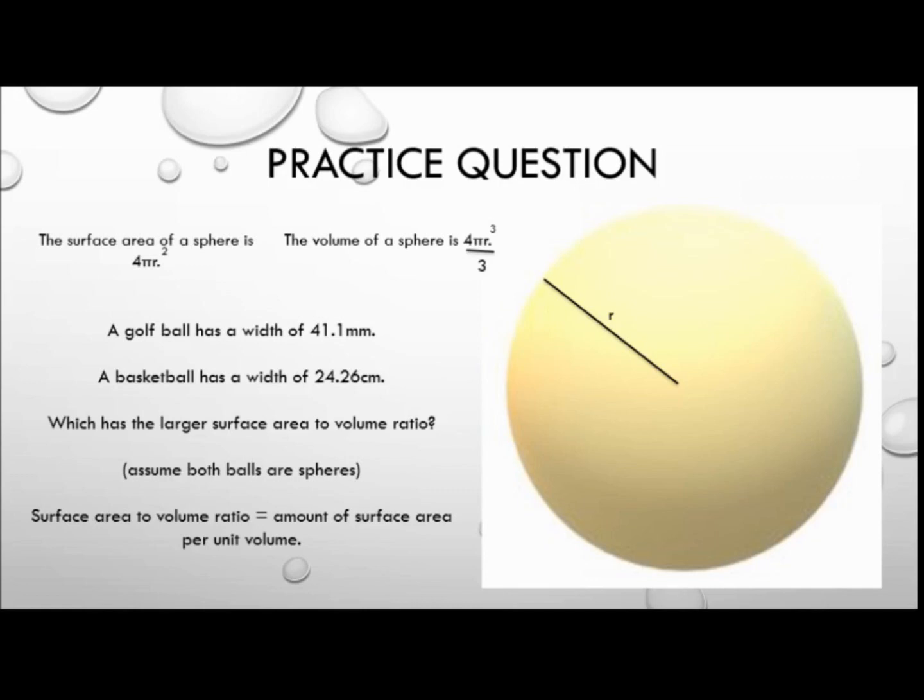A golf ball has a width of 41.1 millimetres. A basketball has a width of 24.26 centimetres. Which has the largest surface area to volume ratio? Assume both balls are spheres. Now, the surface area to volume ratio is the amount of surface area per unit volume. Okay, take your time with that. Good luck. Pause the video and I'll be ready with the answer as soon as you press play.